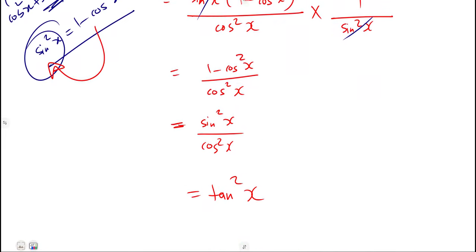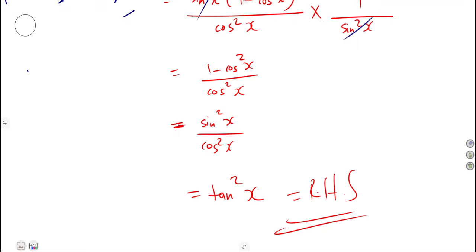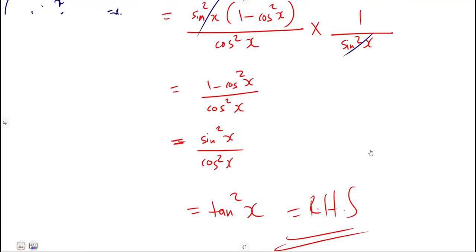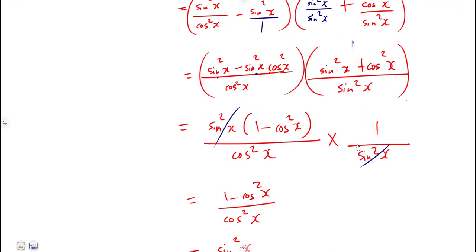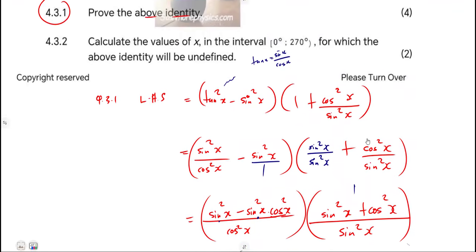So there are actually so many ways of proving this, so many ways that we can actually prove this typical part. So just try to also go through the memo, the marking guideline, and see how they answer these typical questions in terms of other ways of proving this.